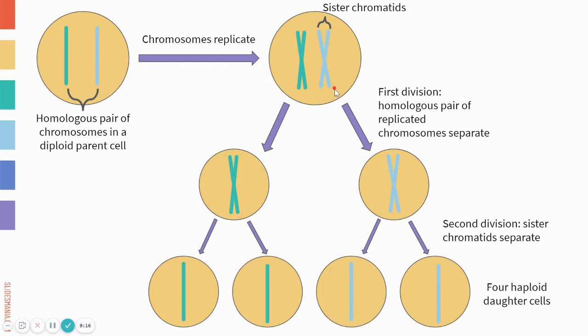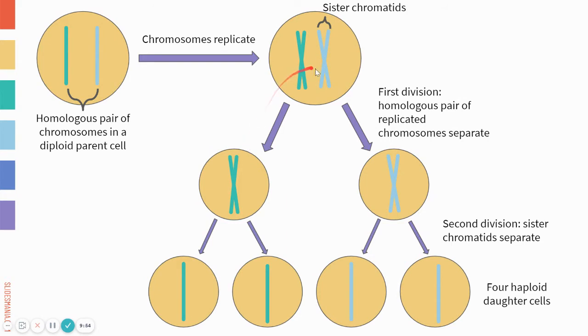And remember that these copies, these identical replicated chromosomes, the 2 sides of it are called sister chromatids. So we've got sister chromatids of this blue one and sister chromatids of this green one. Meiosis as a whole process is going to involve 2 divisions. So there's going to be a first division followed by a second division. In the first division, these homologous pairs are going to separate from one another. So we have the 2 chromosomes that are same size, same shape, and have the same genes, but they're going to go to different daughter cells.